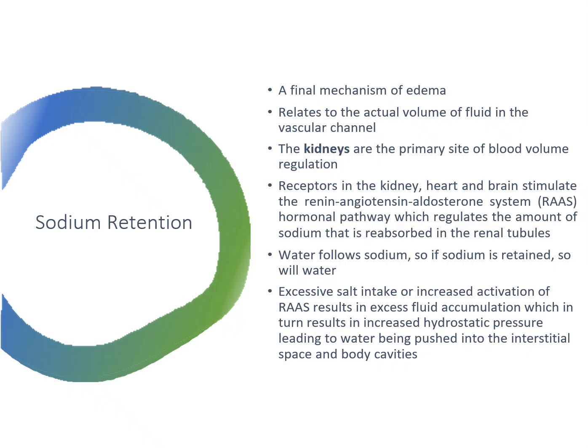This regulation is controlled largely through the renin-angiotensin-aldosterone system, or RAAS. Receptors in the kidney, heart, and brain monitor blood pressure, blood volume, and perfusion. When these receptors sense low volume or low pressure, they activate RAAS. RAAS ultimately increases sodium reabsorption in the renal tubules.